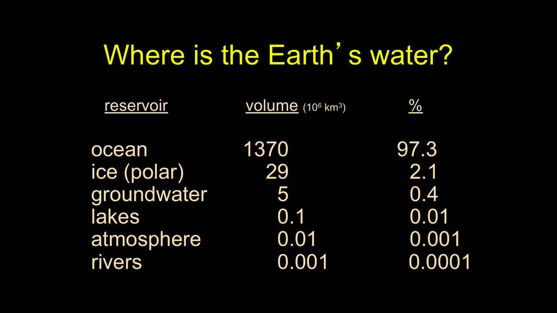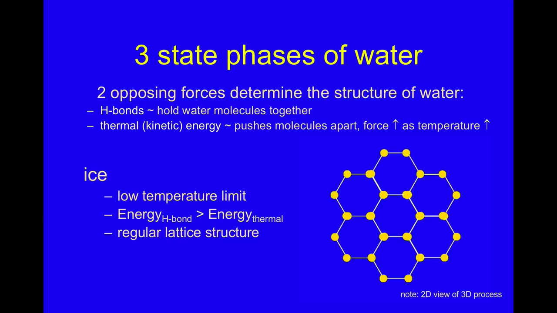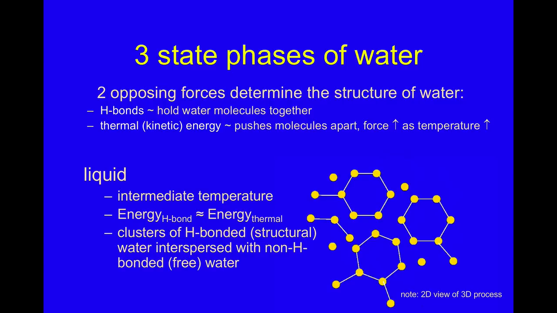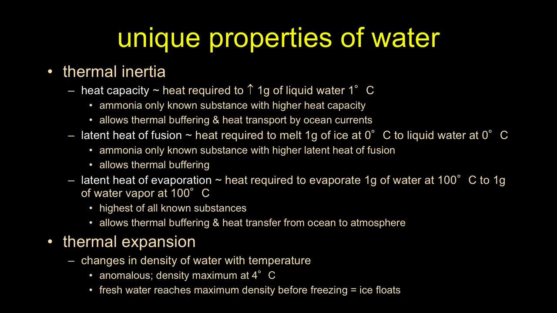We talked about the distribution of water, most of it is in the ocean. We talked about the three phases of water, the solid or ice form, the liquid form, and the gaseous form, right? And what determines what form we're in is that battle between the hydrogen bonds and the thermal energy. And whoever's winning is going to determine, or if it's neutral, that's going to determine what phase of matter our water is in.